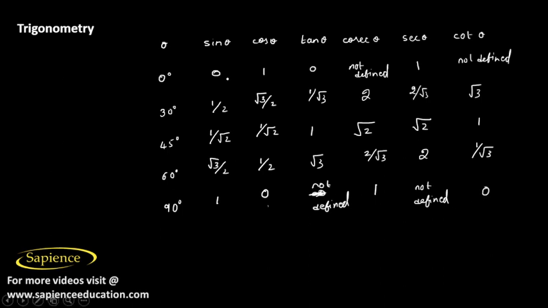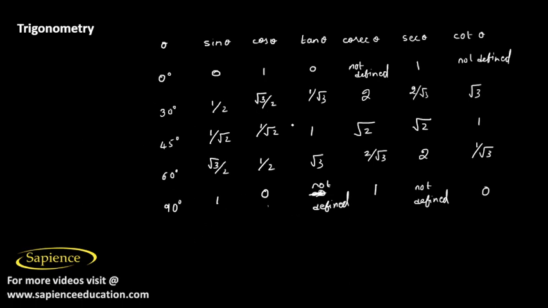So we saw how the trend was similar in sine theta and cos theta, only the orders were reversed. Similarly, we can observe the same trend in cosecant and secant, and tan and cot. So from this table, we can identify the value of trigonometric ratios for these specific angles.